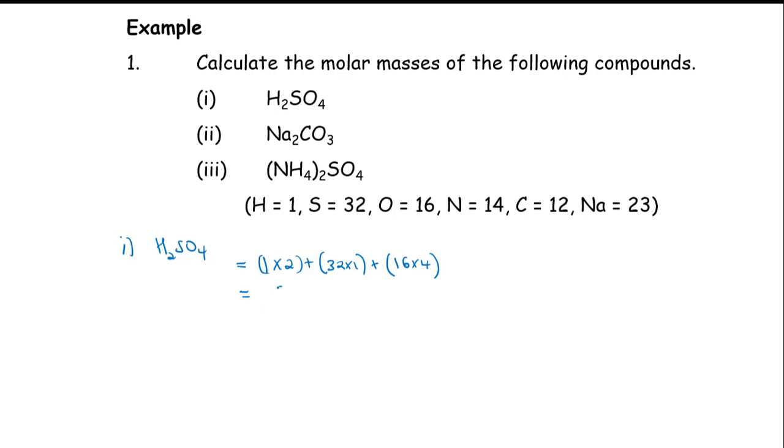So this will be 2 plus 32 plus 64, I believe. So we shall have 34 plus 64. So we shall get 98. So the molar mass of sulfuric acid is basically 98 grams per mole, meaning 1 mole will always weigh 98 grams. So we are going to remove this.